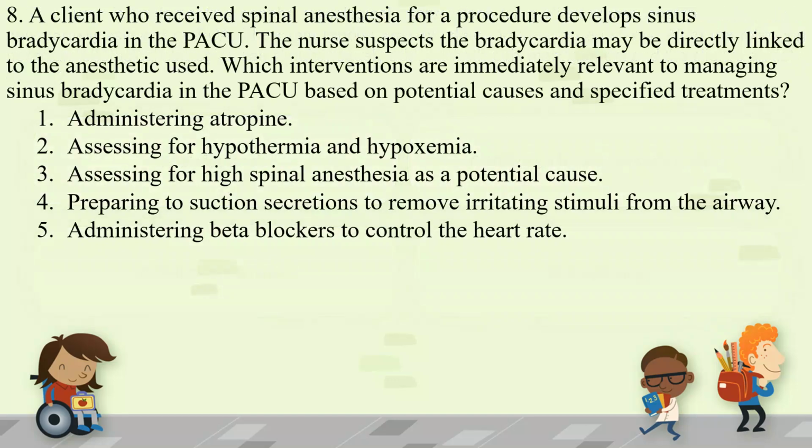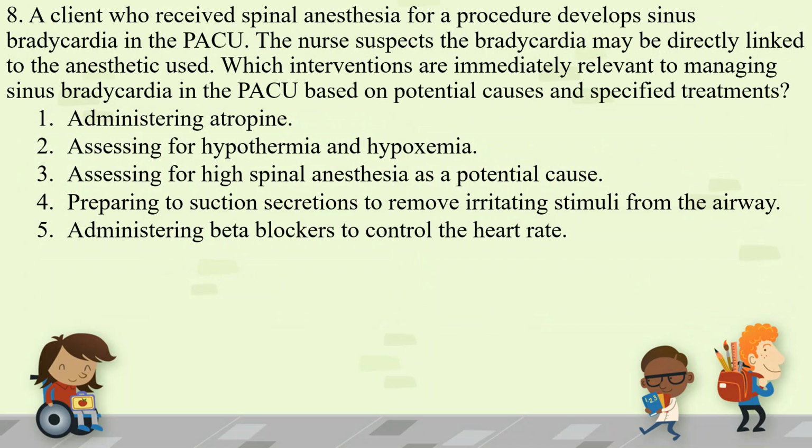Let's proceed to number eight. A client who receives spinal anesthesia for a procedure develops sinus bradycardia in the PACU. The nurse suspects that bradycardia may be directly linked to the anesthetic used. Which interventions are immediately related to managing sinus bradycardia in the PACU based on potential causes and specific treatments? A. Number one, administer atropine. Number two, assessing for hypothermia and hypoxemia. Number three, assessing for high spinal anesthesia as potential cause. Number four, preparing to suction secretions to remove irritating stimuli from the airway. Number five, administering beta blockers to control the heart rate.